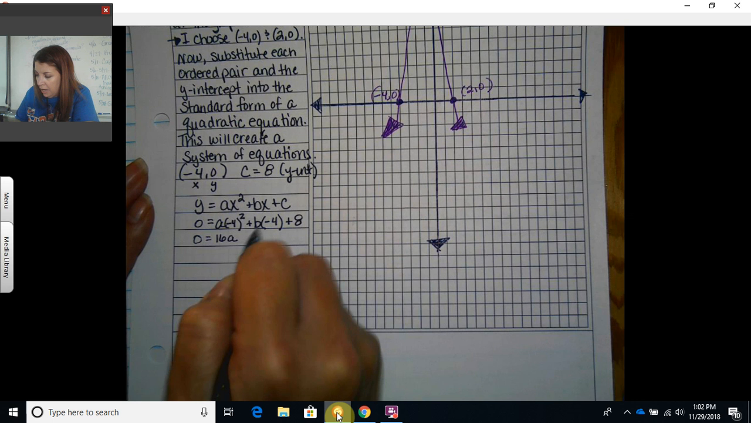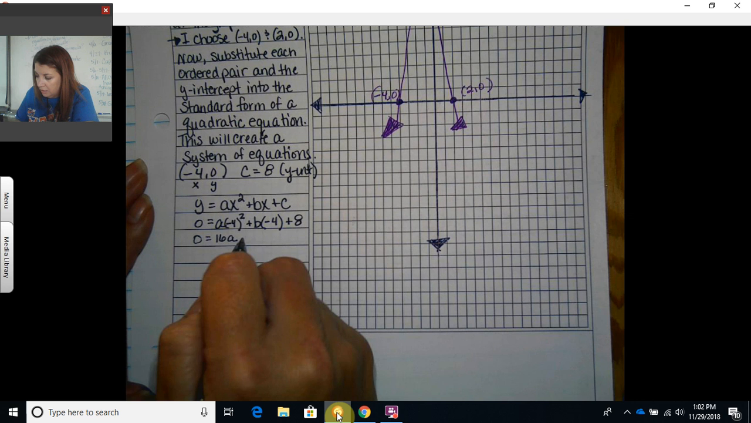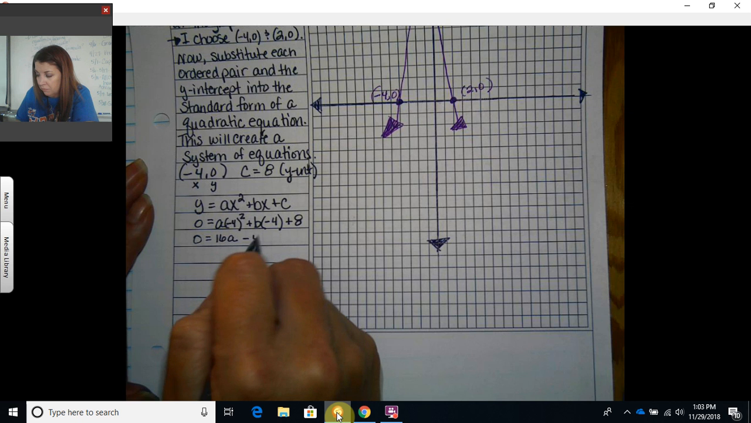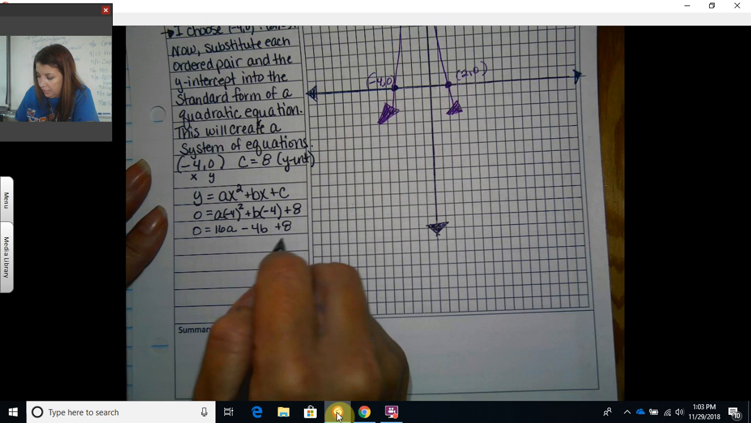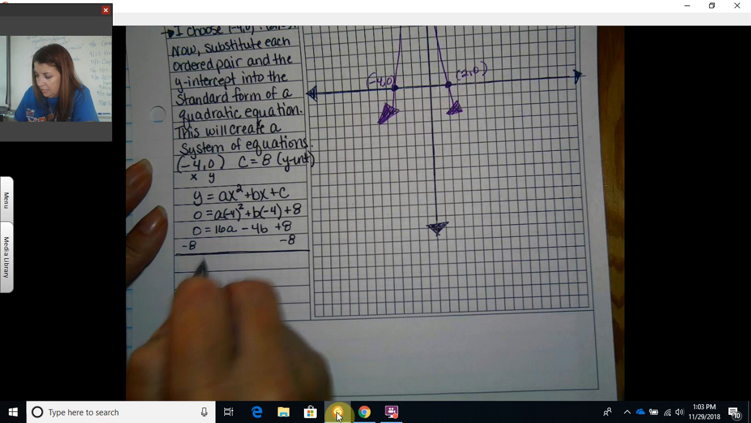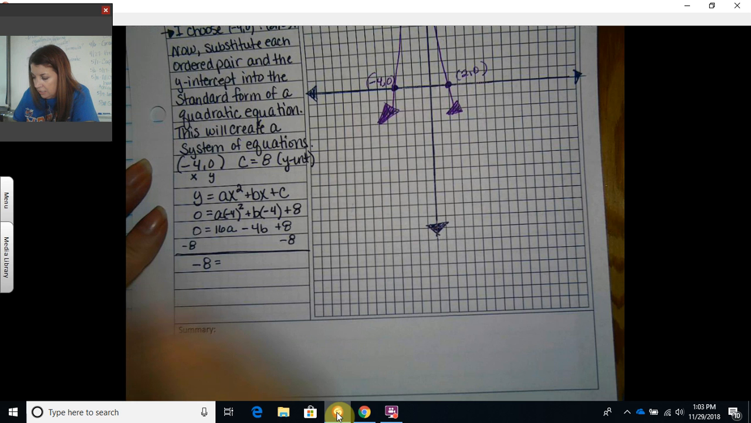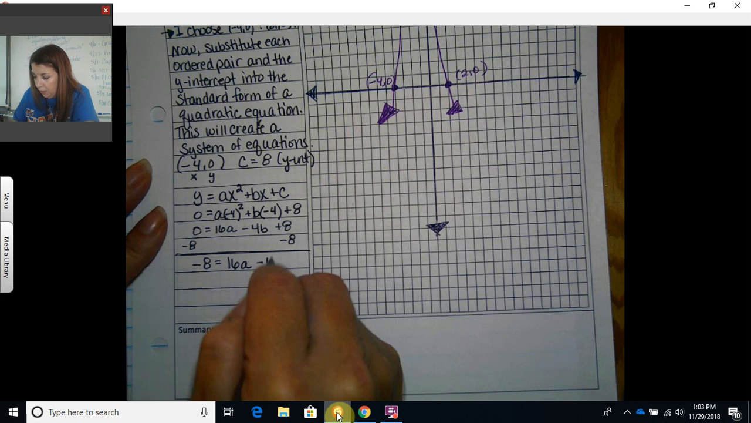16A. Positive B times negative 4 is, what do we say, negative 4B. Plus 8. And I'm going to go ahead and move that constant over here to the left side with the other constant. So I'll subtract 8 from both sides. 0 minus 8 is negative 8 equals 16A minus 4B.